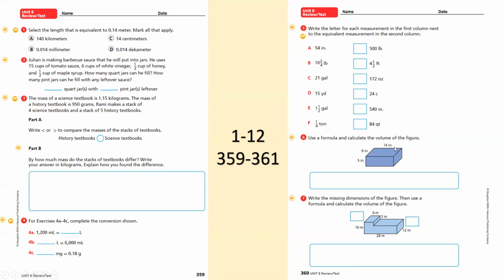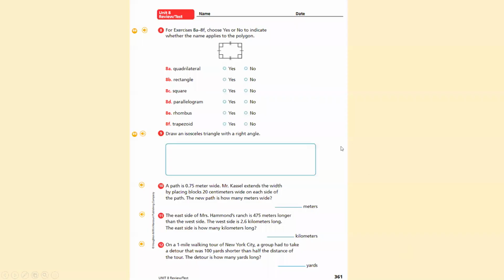Use a formula and calculate the volume. You guys should be pretty awesome at volume right now in life. 7, find the missing. Okay, so all you have to do is tell me what this is and tell me what this is. And then find the volume too. Well, we've done problems like this, right? There's just enough information so you know both of those missing boxes and then tell me the volume.